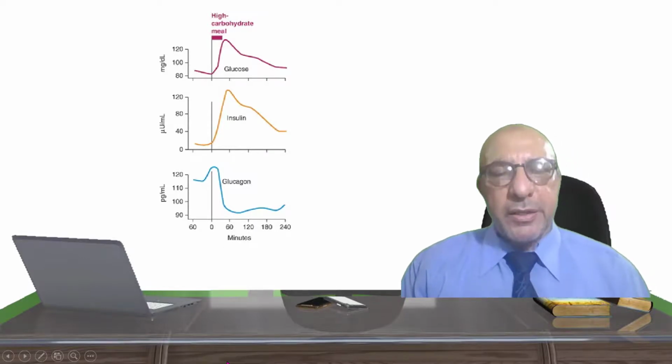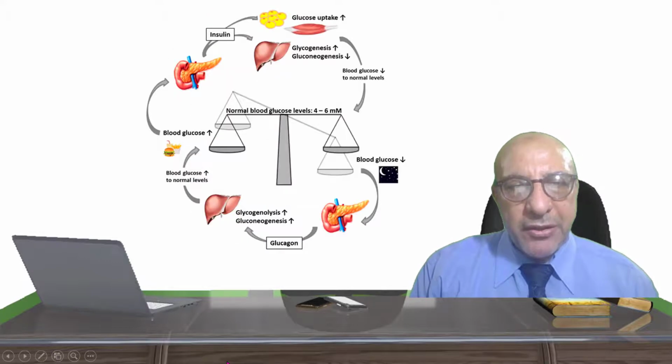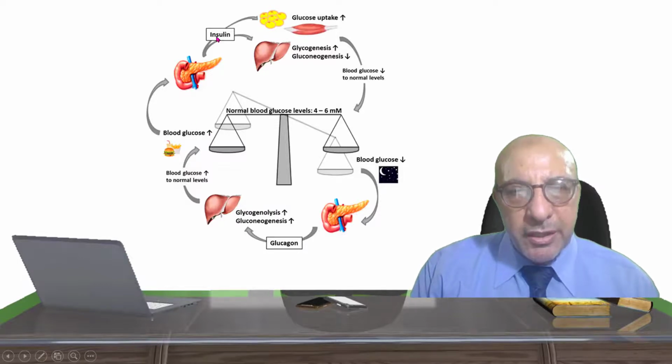Lastly, in this figure, we can see this cycle of the fed and fasting states. On the left side, we can see that when blood glucose is rising after meals, the pancreas will secrete insulin, which will store the excess glucose in the liver, in the adipose tissues, and in the muscles, and the blood sugar is lowered back to normal.